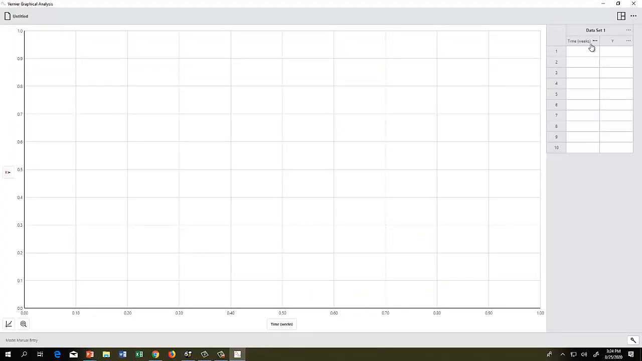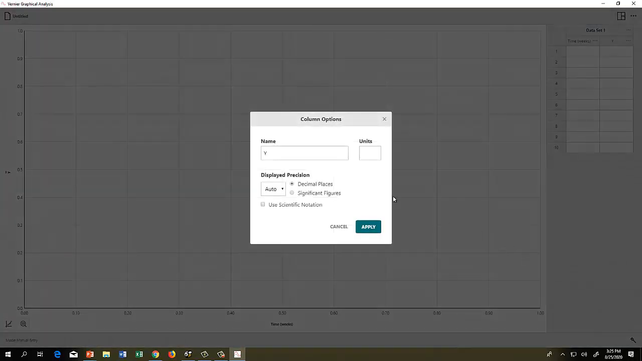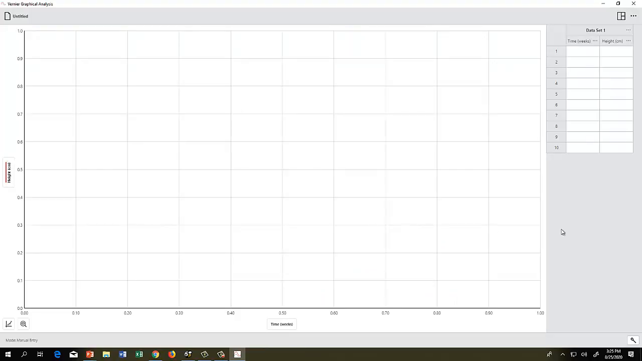It's changed the column heading. And not only has it changed the column heading, it's changed the label of the horizontal axis. It's smart, it knows they're connected. We can do the same thing for the vertical axis. Sideways snowman, column options. In this case, we have height. And we measured the height in centimeters. Rather than writing out the word centimeters, lowercase cm for centimeters, and apply. And now we have height and time. So it's already changed the column headings, it's already changed the axes labels, all in kind of one thing.